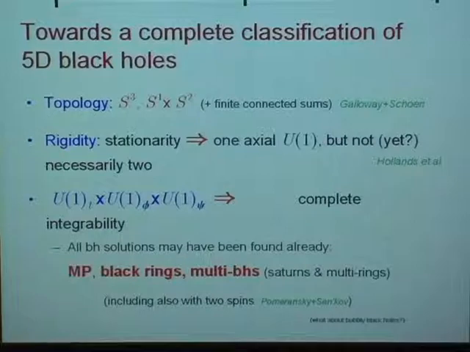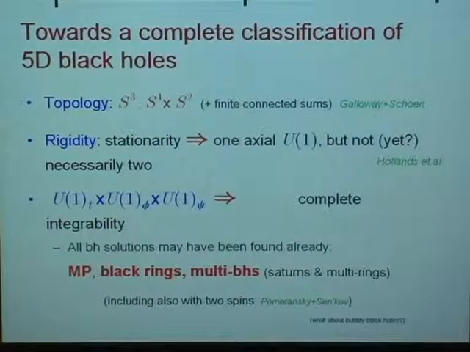It's not clear whether this can be strengthened or not, but if it were necessary to have two axial Killing symmetries besides the stationary one, then the system is completely integrable, basically because you can integrate out these three directions and then find a two-dimensional sigma model. And this complete integrability also allows one to construct solutions, with solution generating techniques, and perhaps we may have already found all the black hole solutions in this theory, essentially all, up to multi-black hole solutions with arbitrarily large numbers of black holes.